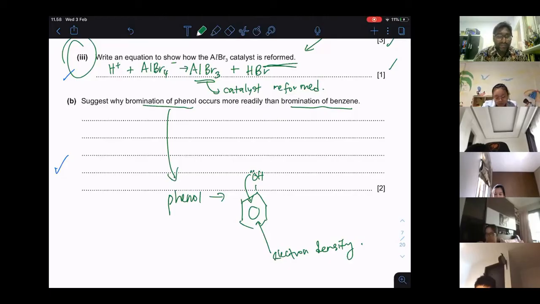They also mention phenol can polarize or induce a dipole in Br2. I don't think so, I didn't teach you about that. The important thing is that when the lone pair becomes delocalized into the ring, you have more electron density, so it is readily available for reacting with the electrophile. Because we are talking about bromination, we are talking about electrophilic substitution. So 2 marks is done.